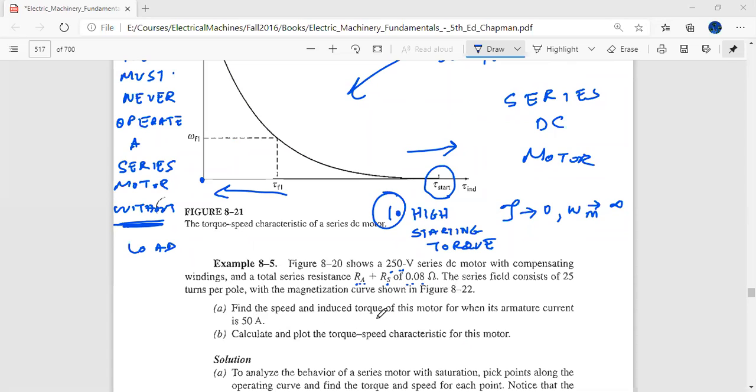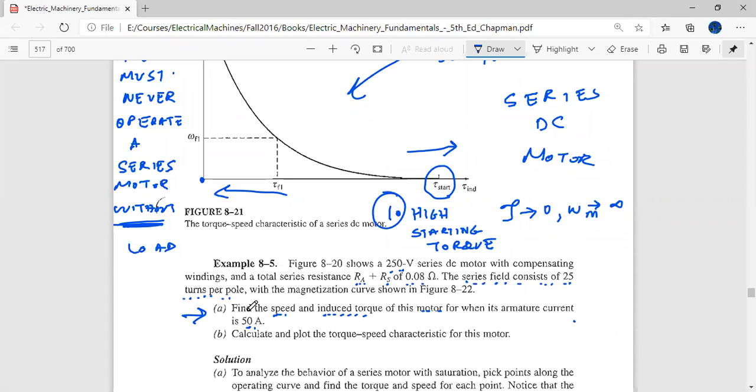Find the speed and the induced torque of this motor when the armature current is 50 amperes. Okay, so this is what we have to do. We want to find the speed and the induced torque of this motor when the armature current is 50 amperes. So now, loaded with these equations and these relationships, can we do this? Okay, we have got this data, and the series field consists of 25 turns per pole.